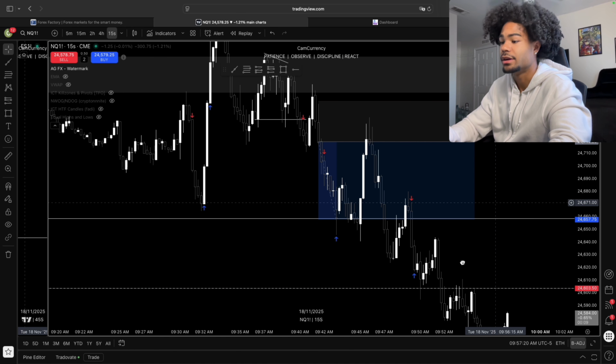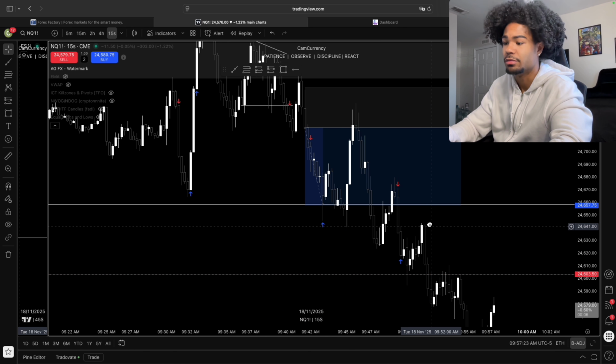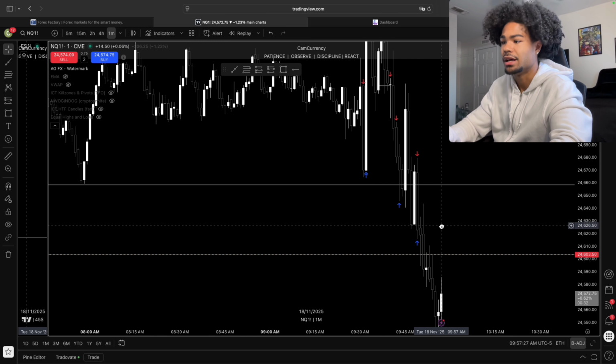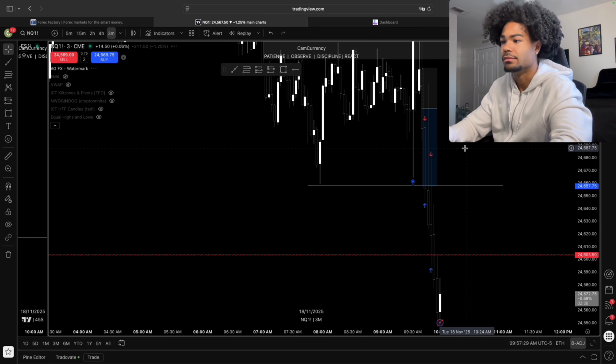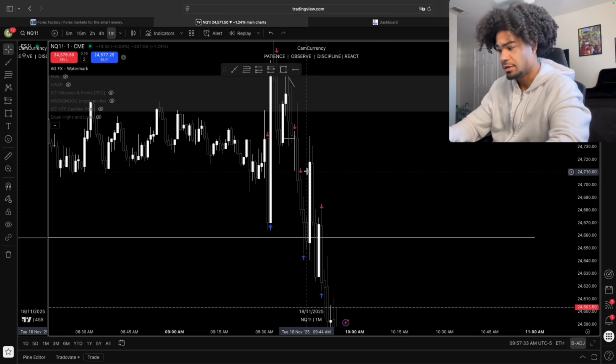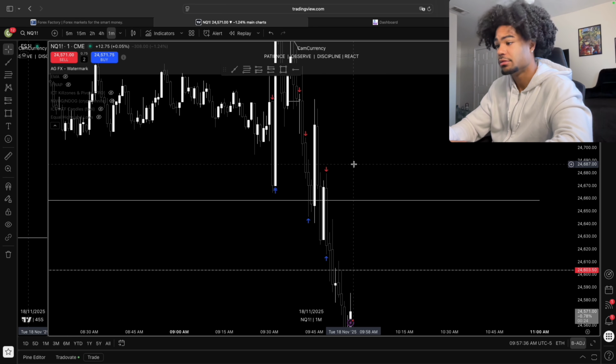And then from here, I did take this small scalp. Why did I take this? Honestly, this is just something that I've seen happen a lot. We had the fail swing high. We failed to swing through this 3 minute. We had the 1 minute inversion setup that failed. So from here, I'm like, all right, we're probably gonna reverse.